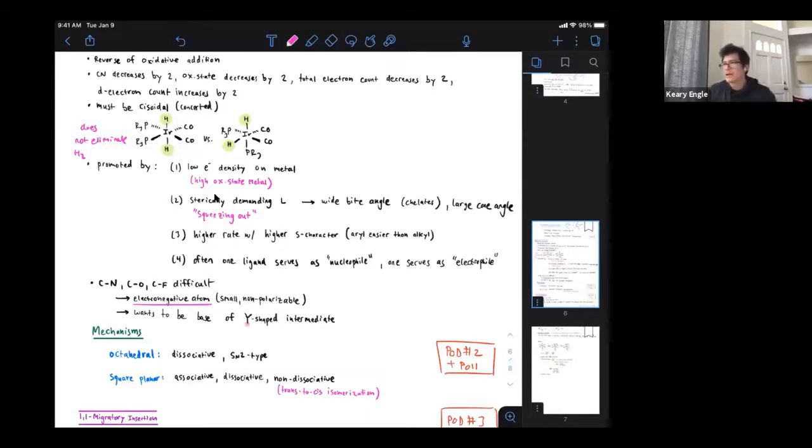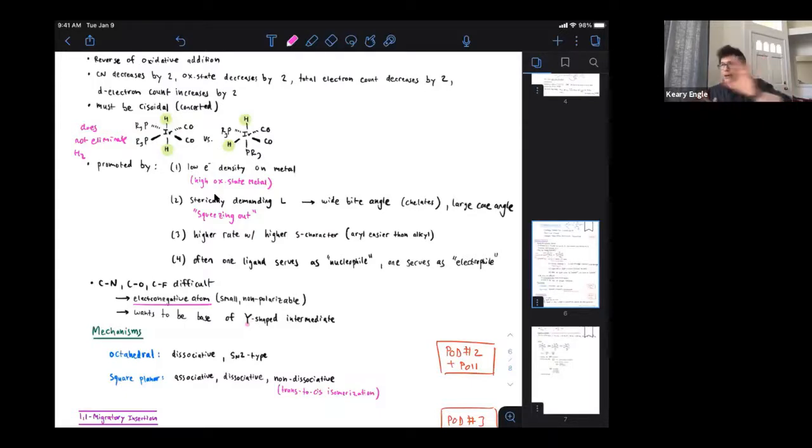And then, often the two groups involved in reductive elimination are not the same. In this case we saw before, H2, they are the same, but often they're not. And in practice, the transition state thus has an inequivalent charge distribution, and one of the groups ends up functioning as a nucleophile, and one ends up serving as the electrophile. So this makes it sometimes a little complicated.